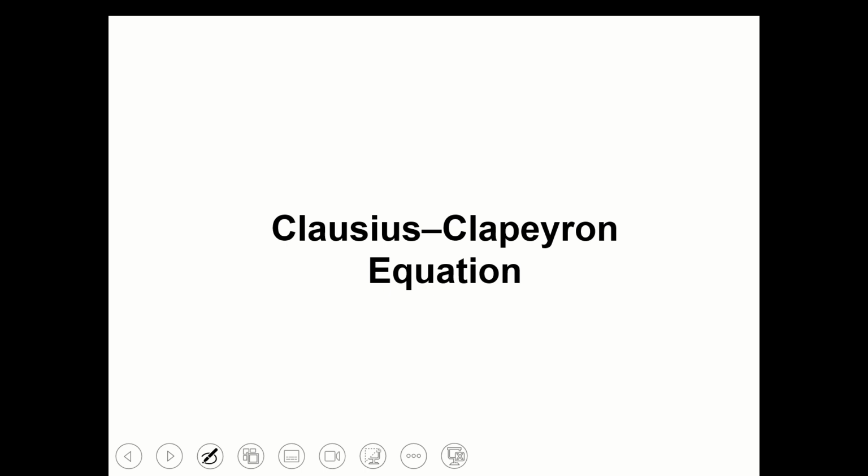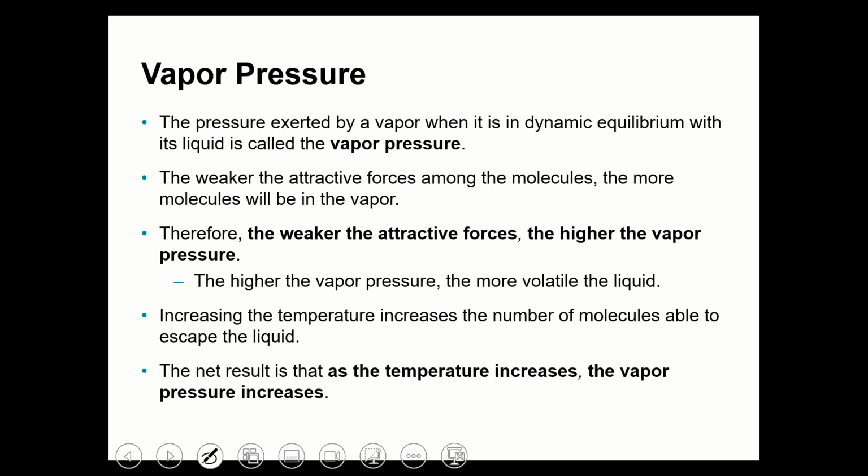Hello everyone. The topic for this video is the Clausius-Clapeyron equation. So before we dive into this equation, just as a quick refresher, we're going to talk about the vapor pressure and the heat of vaporization. So remember that the pressure exerted by a vapor when it's in dynamic equilibrium with its liquid is what we call the vapor pressure. And this vapor pressure is going to increase with increasing temperature.